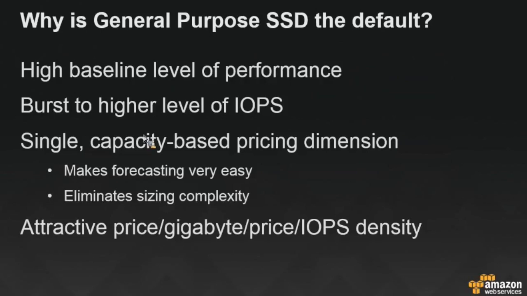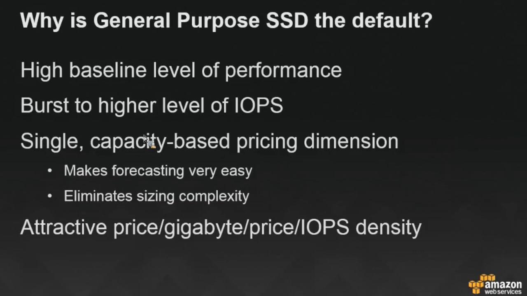So why did we make GP2 SSD the default? Well, it provides a high baseline level of performance for all workloads. So by using GP2, customers with multiple workloads don't need to choose different volumes. They can use the same volume type and get good performance. It's got a good burst to higher levels of IOPS, so workloads that are spiky are naturally going to be a good fit.